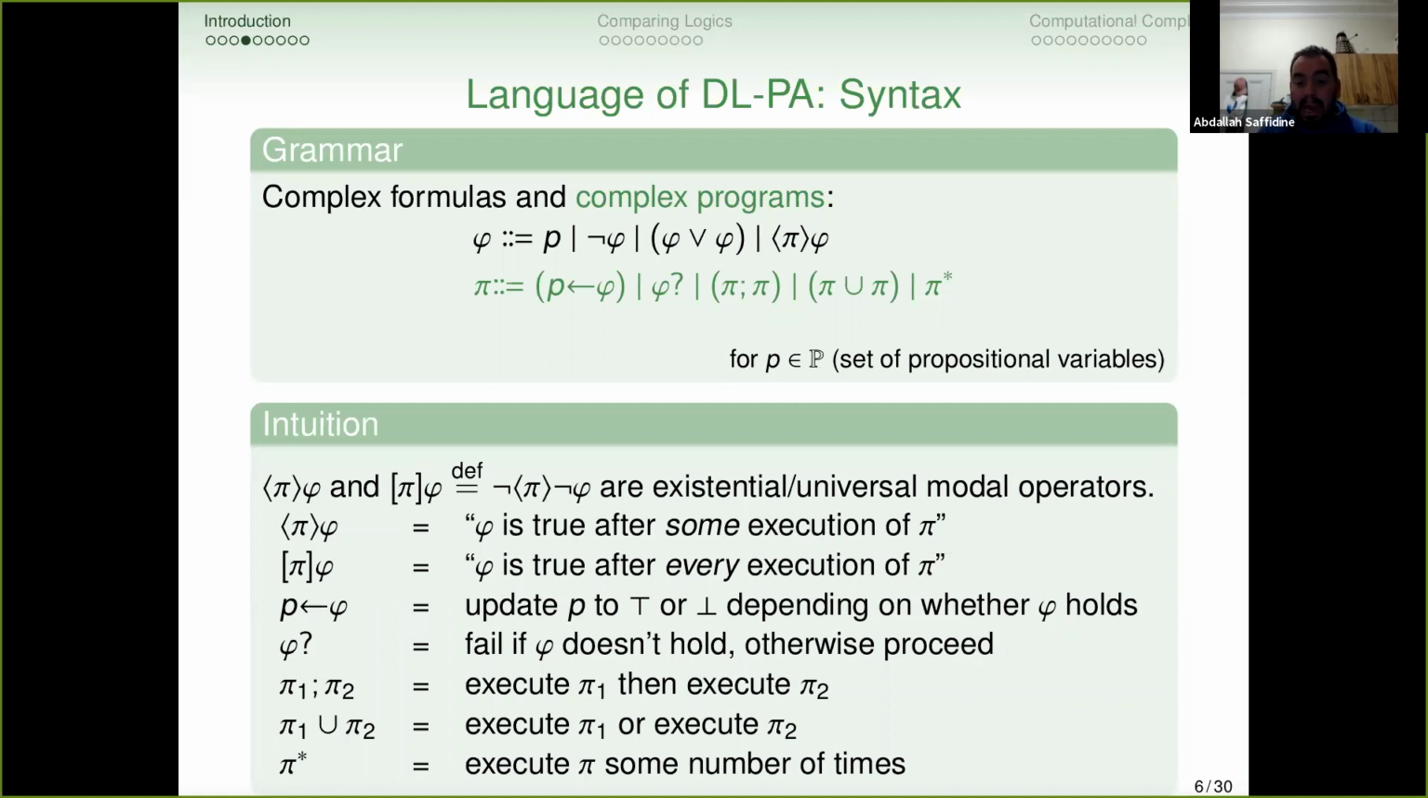If an execution of pi fails, then we can't get to the end of it, so we can't make phi true. So we have to look for a different execution of pi that would not fail. So that's how we would use the test. Sequence, this one is very easy.